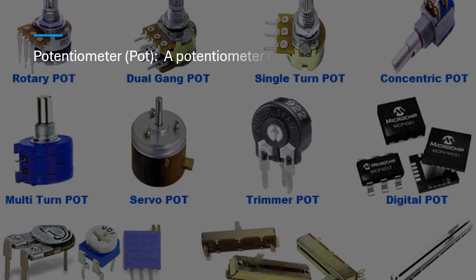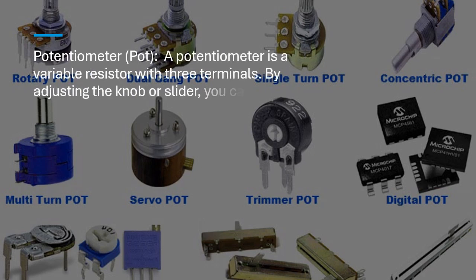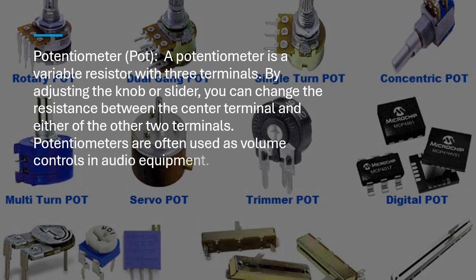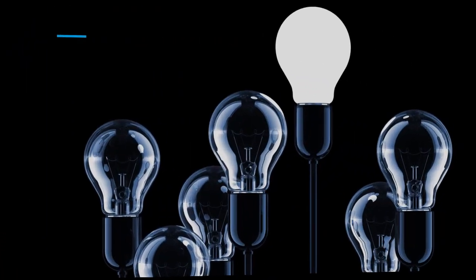Potentiometer. A potentiometer is a variable resistor with 3 terminals. By adjusting the knob or slider, you can change the resistance between the center terminal and either of the other 2 terminals. Potentiometers are often used as volume controls in audio equipment.